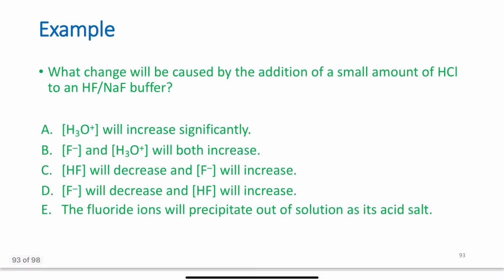Number 12. What change will be caused by the addition of a small amount of HCl to the HF-NaF buffer? Well, if you're adding HCl, HCl means that you're really adding H plus or H3O plus. If you've got these both in solution, this is HF, this is really F minus. This is going to react with the F minus, the conjugate base, forming more HF plus water. We're adding H plus or H3O plus to the buffer.